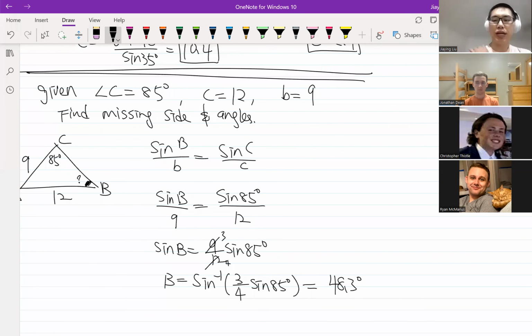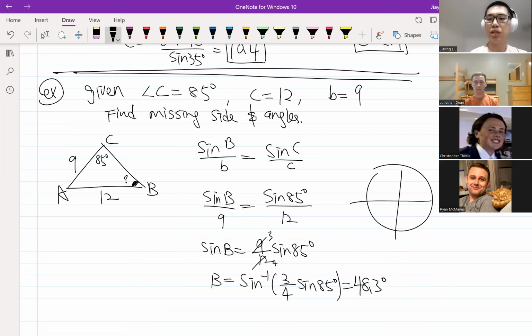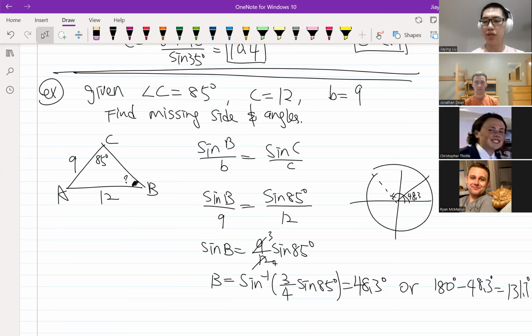But remember, we have to find the second angle, right? The calculator gives us one angle, but we have to find the symmetric angle, because on the unit circle, B is 48.3 degrees, but there's a second angle corresponding to it on the left side, in the second quadrant. So we have to find that angle. That's going to be 180 degrees minus 48.3 degrees, so that's going to be 131.7 degrees.